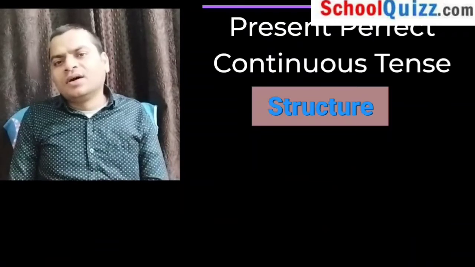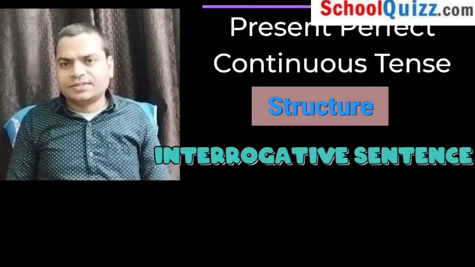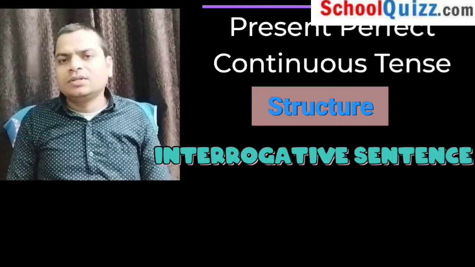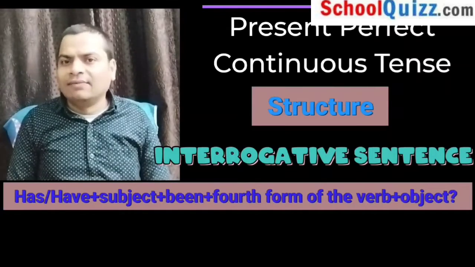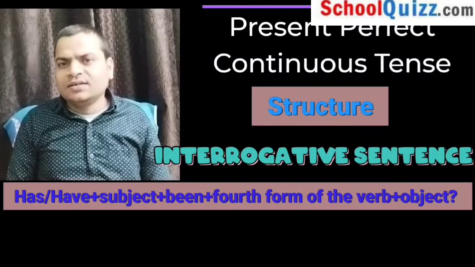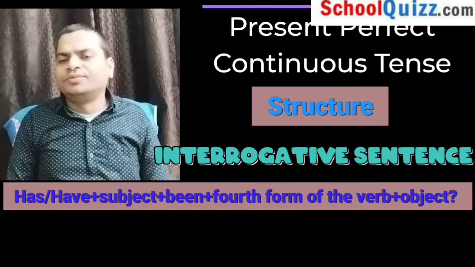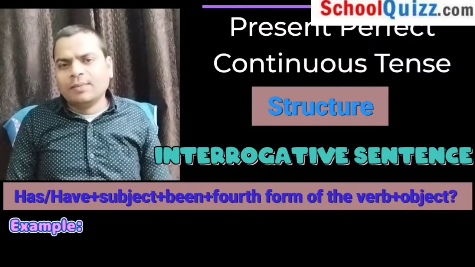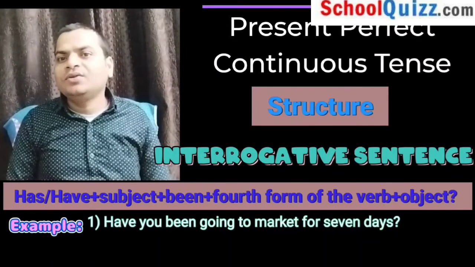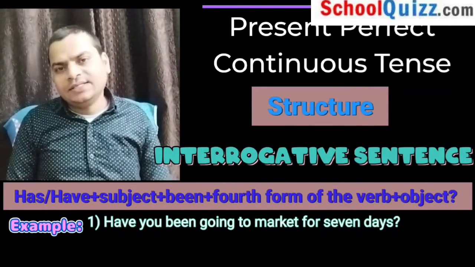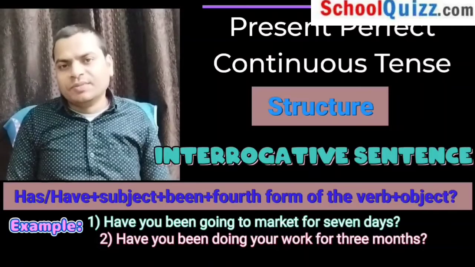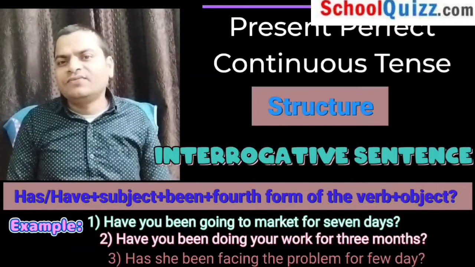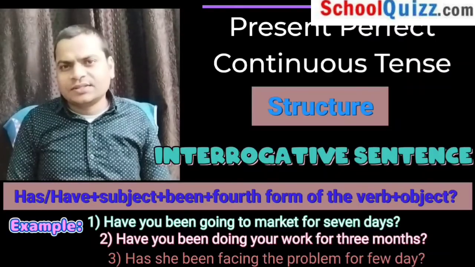Now we will read the structure of an interrogative sentence. The structure of an interrogative sentence is has or have plus subject plus been plus fourth form of the word plus object. For example, have you been going to market for 7 days? Have you been doing your work for 3 months? Has she been facing the problem for a few days?